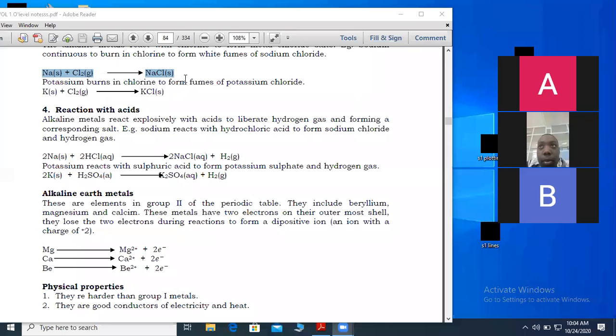Equation. Glory, can you tell us what's wrong with this equation and how we would have made it better?